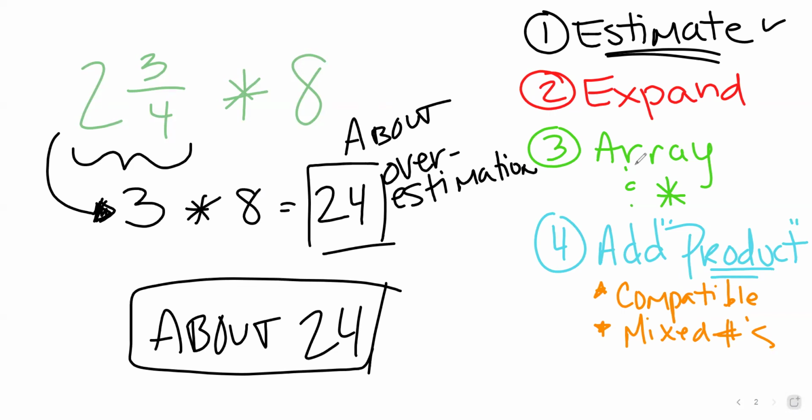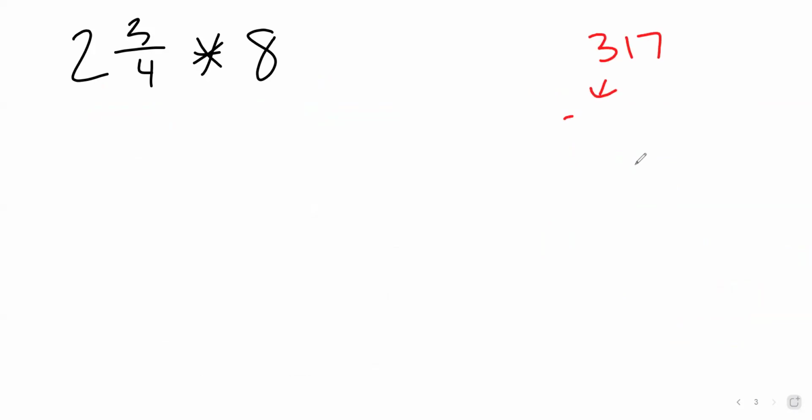Okay, step 2. We're going to expand. So again, I'm going to rewrite this problem: 2 and 3/4 times 8. Now, if we're going to expand, that's the same thing we do with any other numbers, like we did with whole numbers, right? Remember with expansion, if I had 317, I would expand that to 300 plus 10 plus 7, right? That's what expansion means. It looks at the value of each of these place values, or digits, if you will, whatever helps you make sense of that.